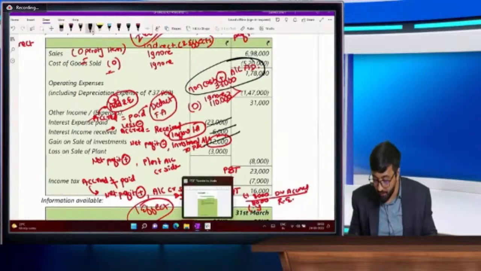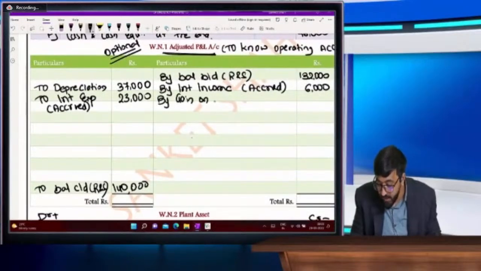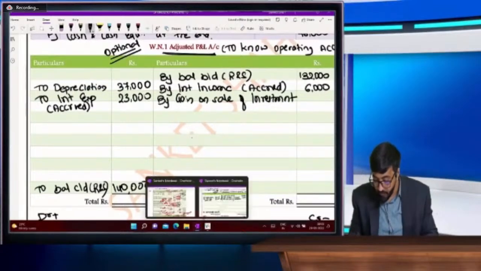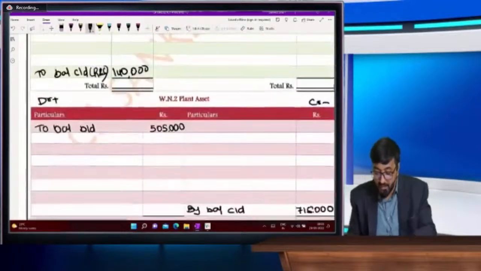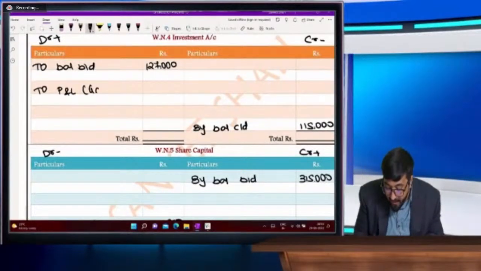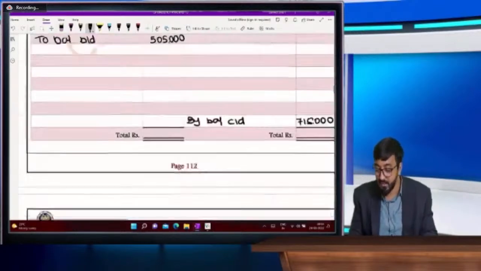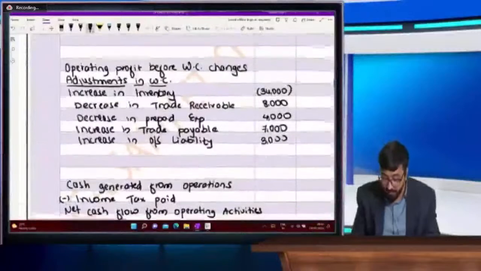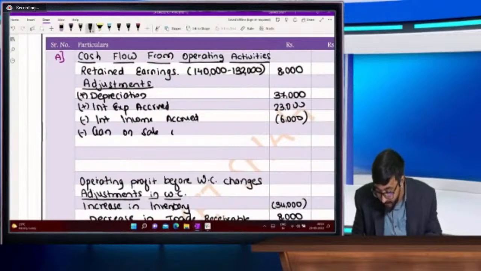12,000. Gain on sale of investment on the credit side. By gain on sale of investment 12,000. And second effect, investment debit, second line P&L gain 12,000. One credit, one debit. And as this is a credit item, we will deduct it from adjustment, less gain on sale of investment.